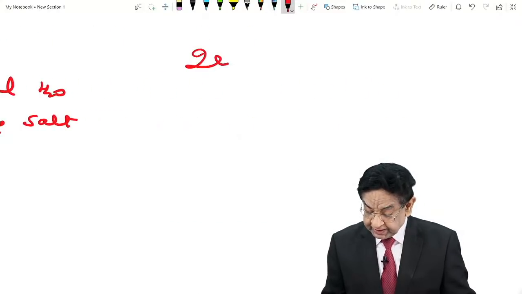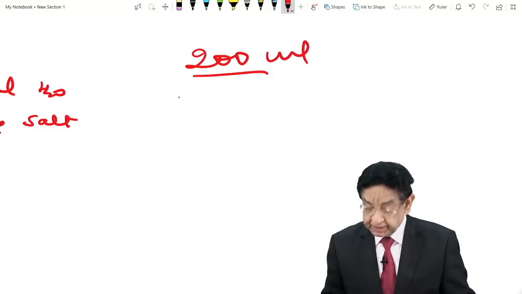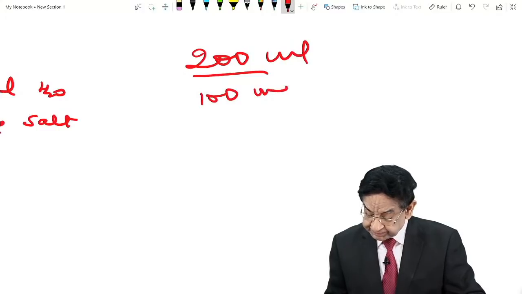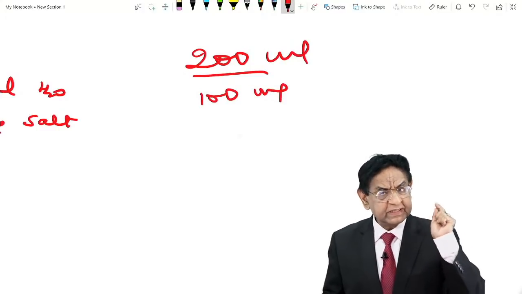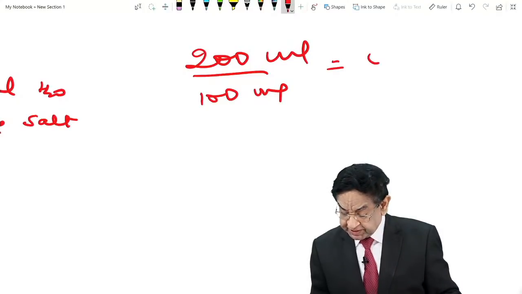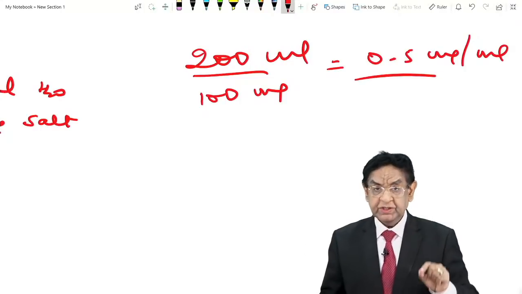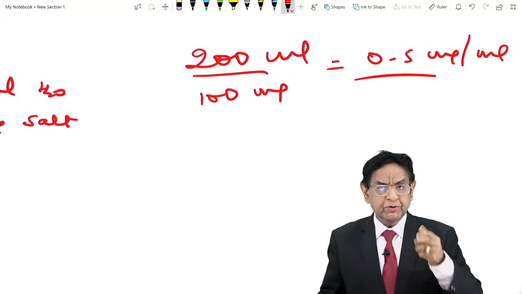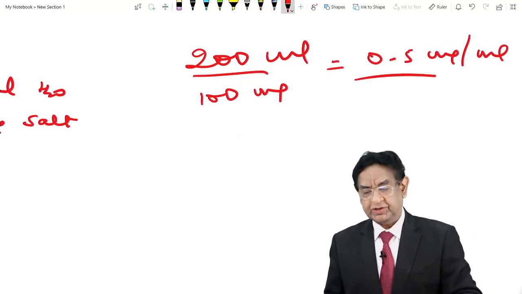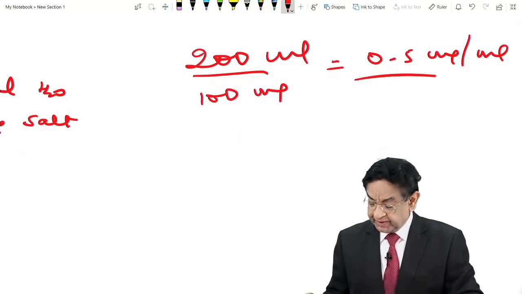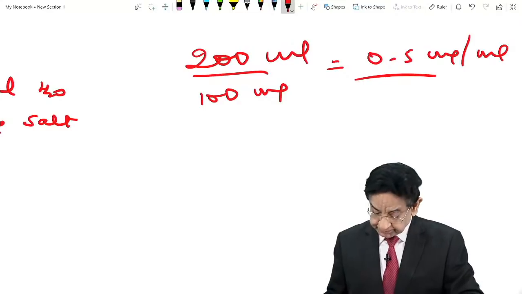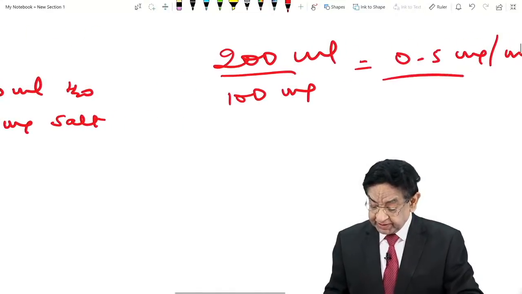Volume becomes 200 ml, but the total salt is the same, 100 milligrams. The total salt is still the same, but the concentration goes to 0.5 milligram per ml. So here the sodium concentration has gone down, not due to low sodium, but due to excess water. That's why we are getting hyponatremia in this case, right? So we are very clear about it.